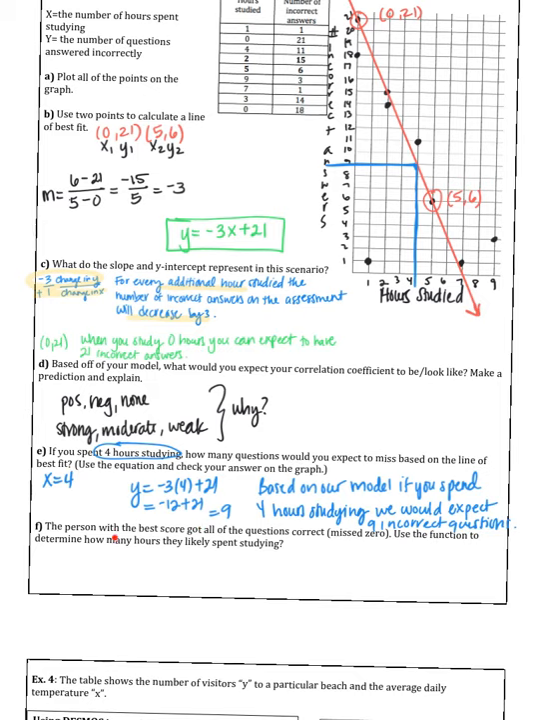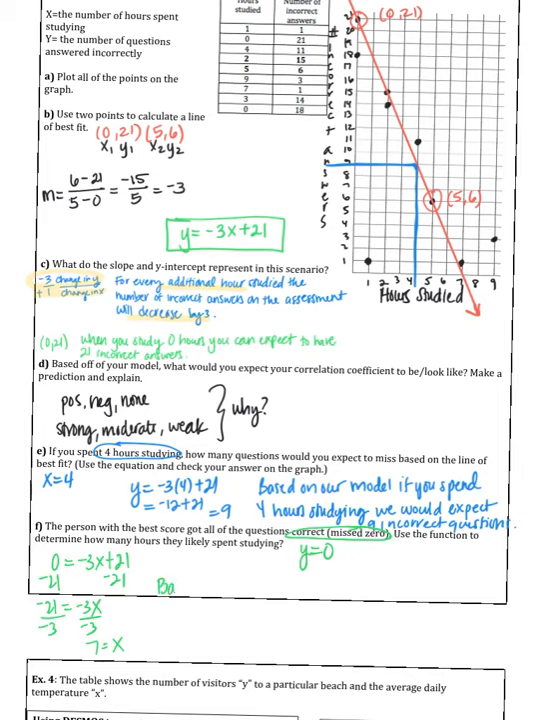Part F. The person with the best score got all of the questions correct. They missed 0. Use the function to determine how many hours they likely spent studying. This person got 0 questions incorrect, which is represented by y equaling 0. So we can plug y equals 0 into our equation to find out how long this person studied. We subtract 21 from each side and get negative 21 equals negative 3x. Divide by negative 3 on each side and we see x equals 7.